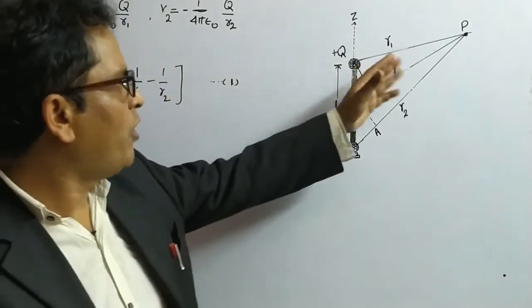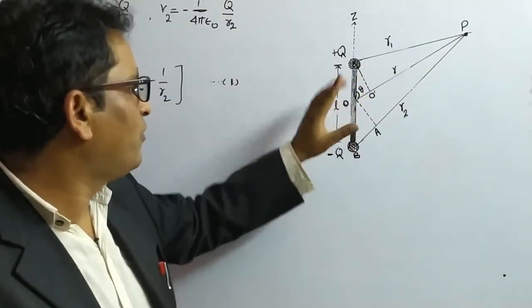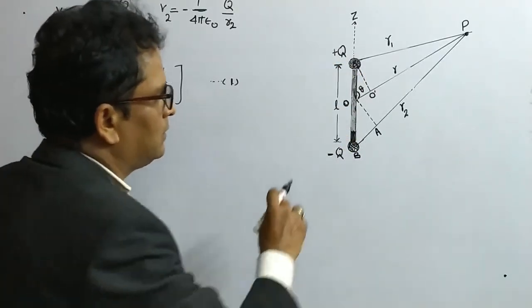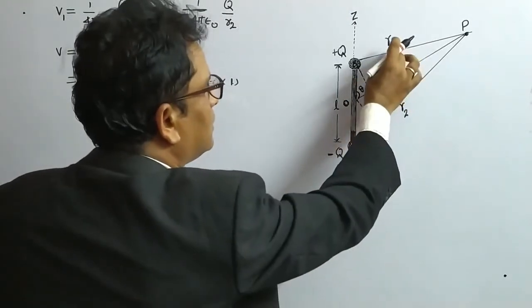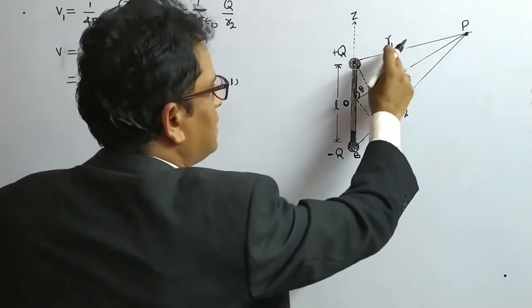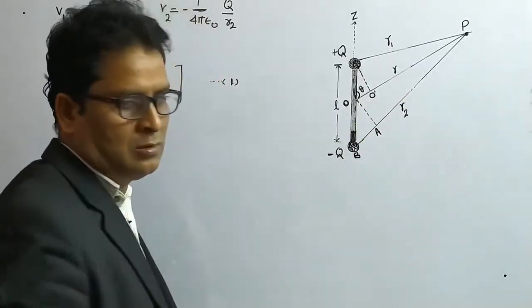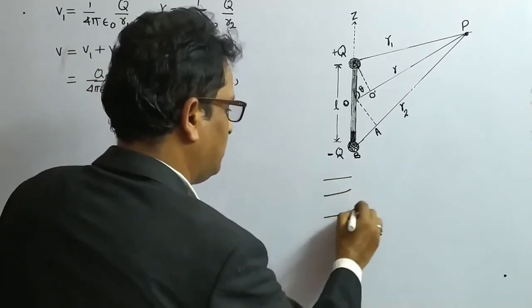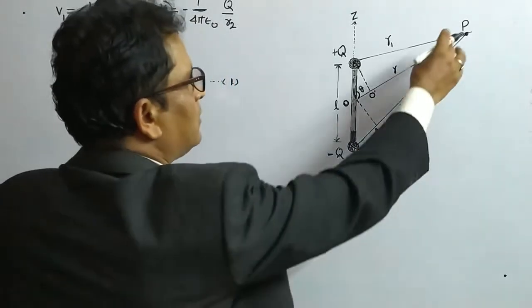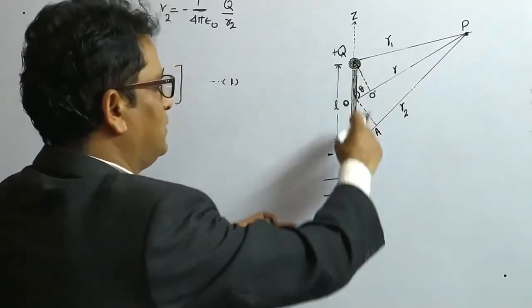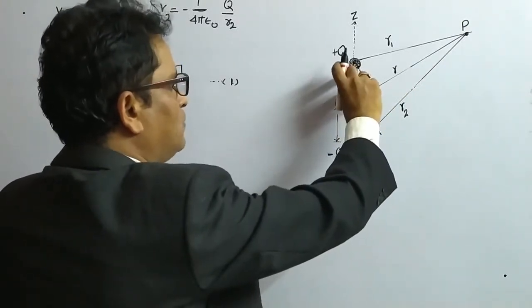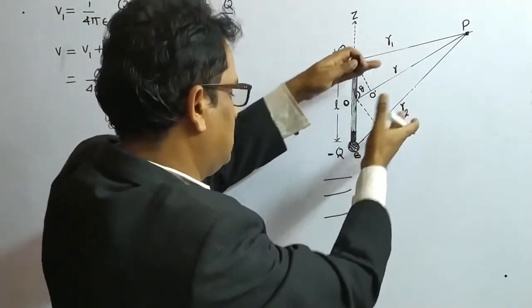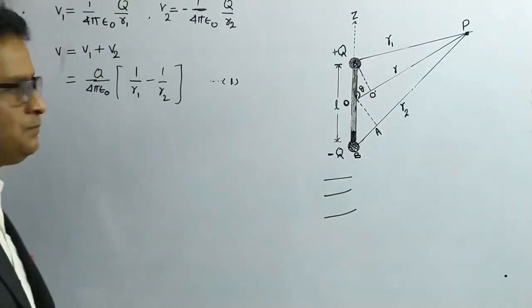So if the point P is very far away from this dipole, in that case I can take these radial distances r1, r and r2 to a great extent parallel. These lines can be taken as parallel lines when this point P is far away from this dipole, because this distance is very small as compared to these distances. So I can approximate these radial distances as parallel lines, right?